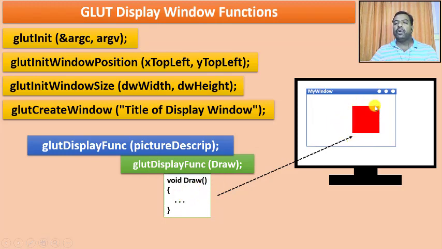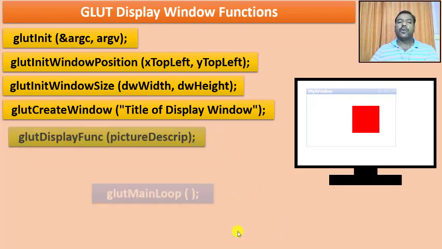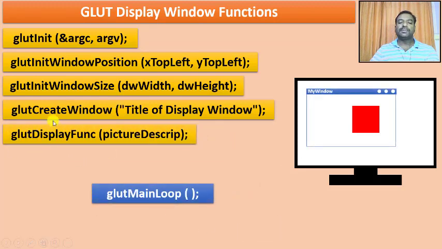drawn on your window. Now if I want a square over here, you need to make sure the set of APIs I use to draw a square, I am going to put inside this function. In general, this is going to be a display callback function which takes a function as void. It can be any function name, takes no parameter and returns nothing. Now this is how we are going to use the glutDisplayFunc function.